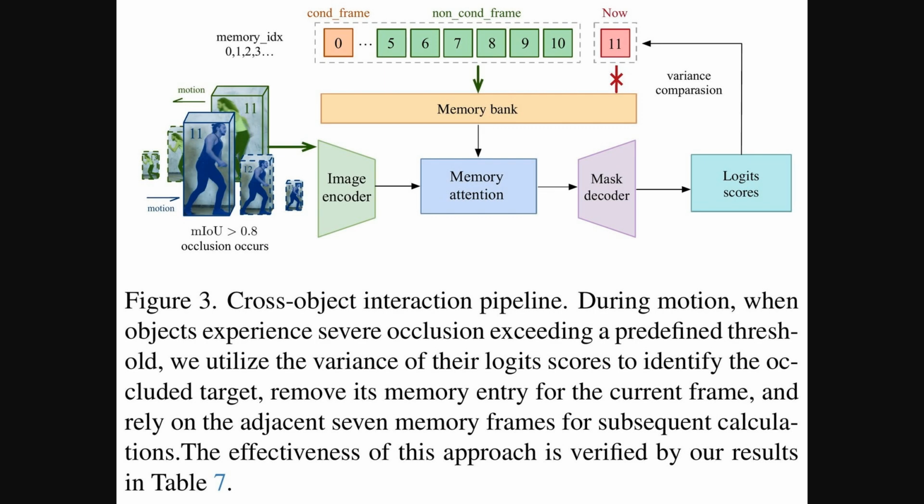Okay, so building on that overall architecture, Figure 3 zooms right into that cross-object interaction module we touched on. This shows how it specifically deals with occlusions, when objects block each other. See how it detects when the mask overlap, the MIOU, gets high, over 0.8 here. It then uses the logit scores and compares their variance over recent frames to figure out which object is actually hidden. Once it identifies the occluded one, it removes its memory entry for the current frame 11 in this diagram, preventing that error from messing up future tracking.